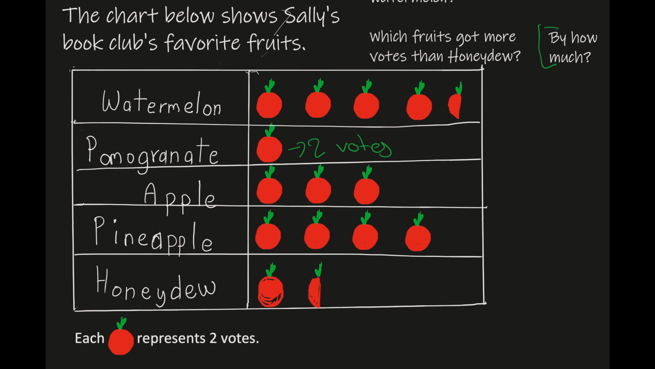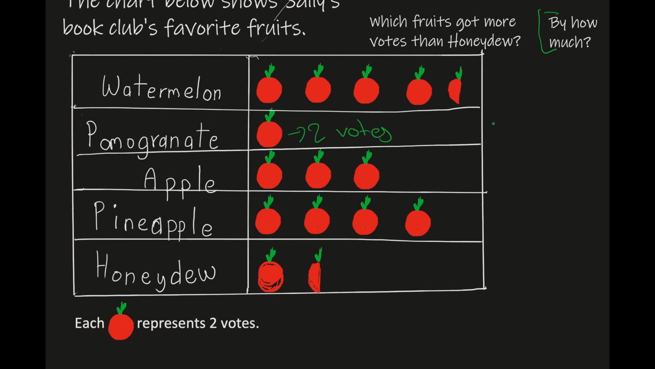How many people voted for watermelon? So we can use this pictograph to answer the question. So let's count. We have 1, but each one represents 2. So this one represents 2. This one represents 2. This one represents 2. This one represents 2. And this one is half an apple. So if you have half an apple, it represents half the amount.